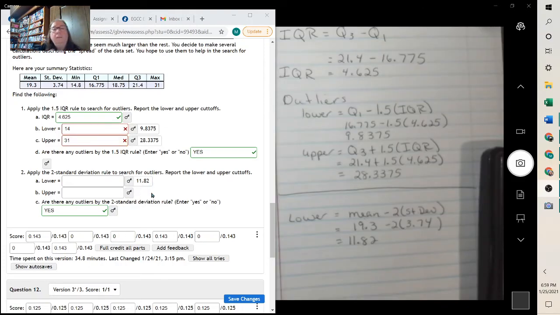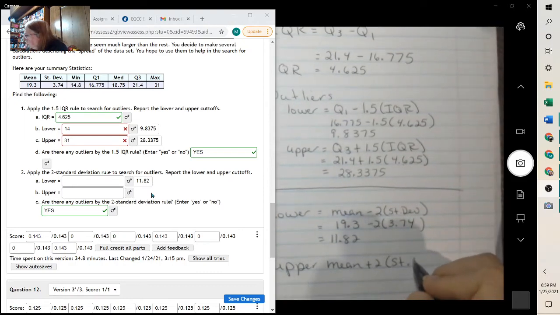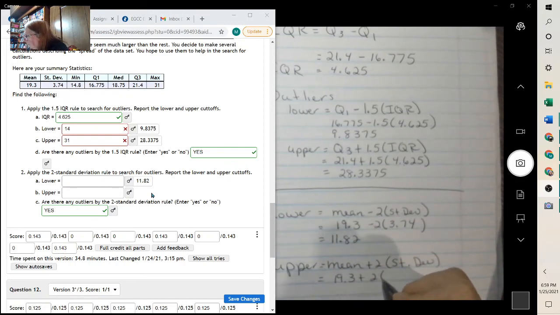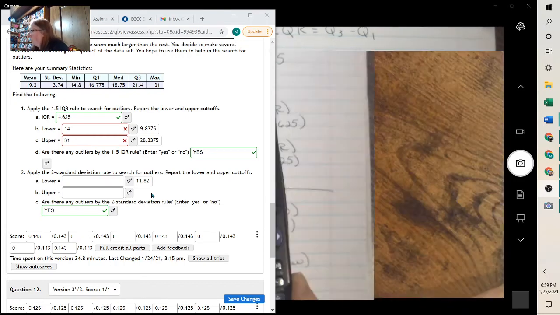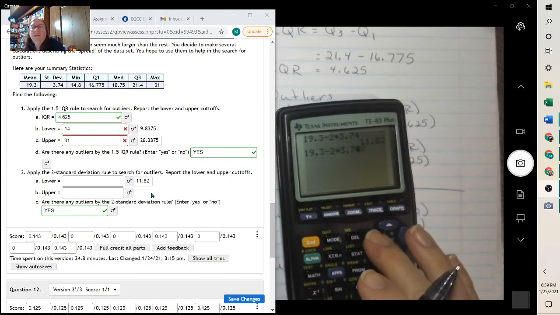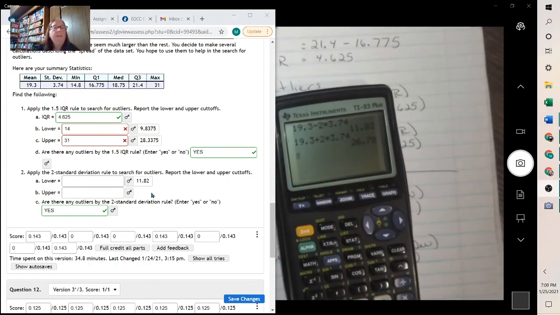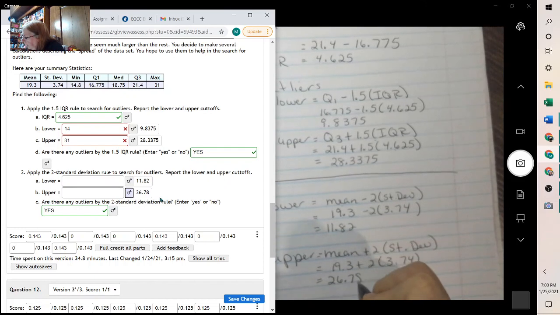For the higher one, you just add instead of subtract. So it was the exact same thing, only you add them. So if we bring this back up and change it to an addition, we get 26.78. So anything above 26.78 would be an outlier.